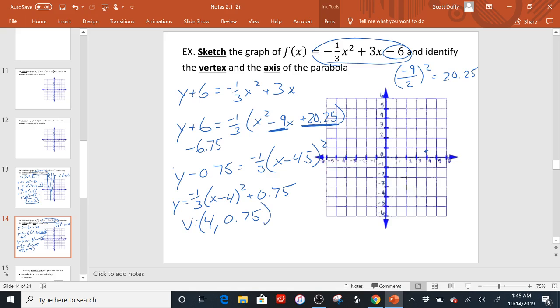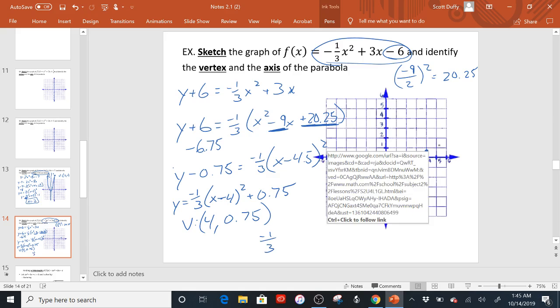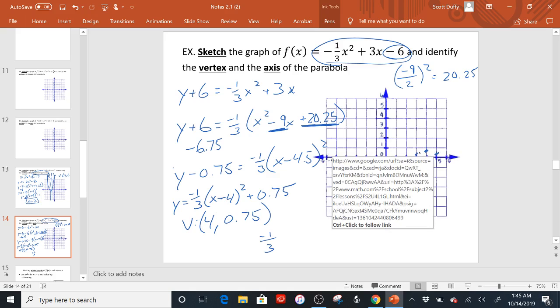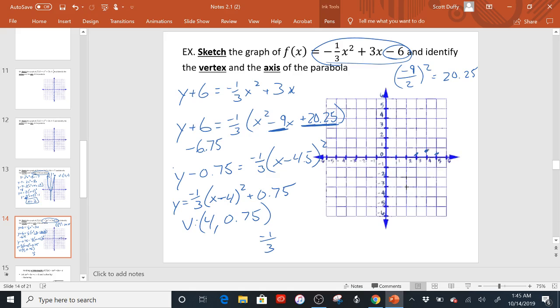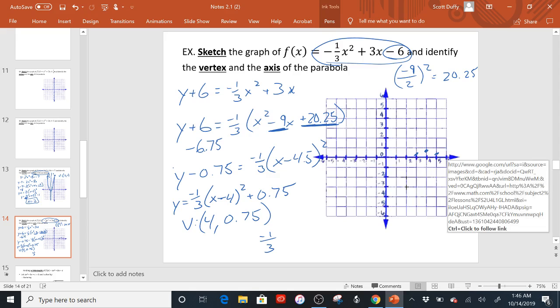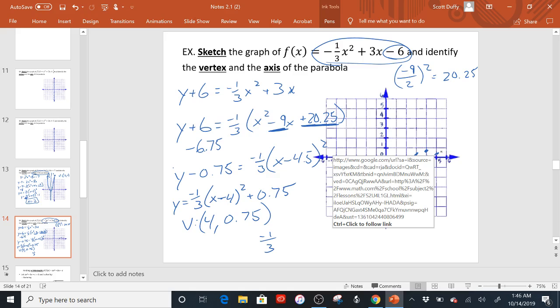And then my multiplier is negative 1/3. So usually before I would go right one, up one. So now it's actually going right one, down 1/3. Same thing with the left side. And then instead of going right 2, down 4, it's actually going right 2, down, and then 1/3 of 4 is 1.333.